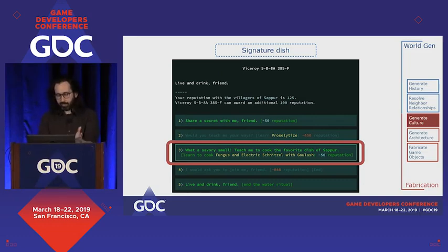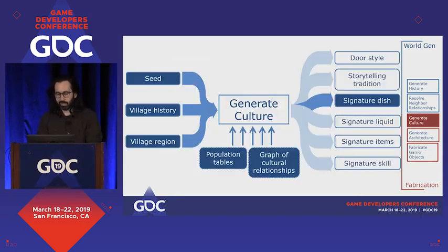Okay, that's all well and good. I've explained what it looks like for the player to encounter signature dishes, but how did we actually get there to generate it? So we touch all of these inputs in the course of generating a signature dish. So we have some random calls, so we're going to use the seed. We have the village history.